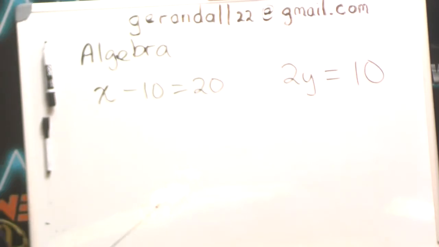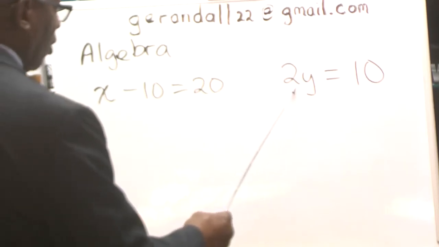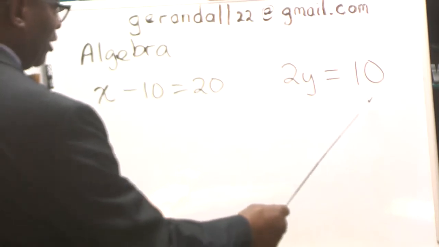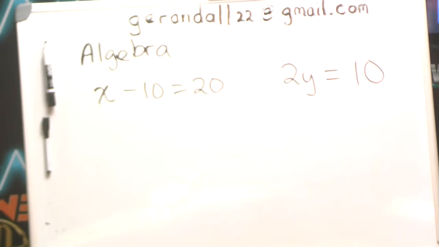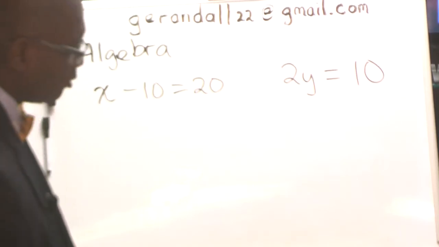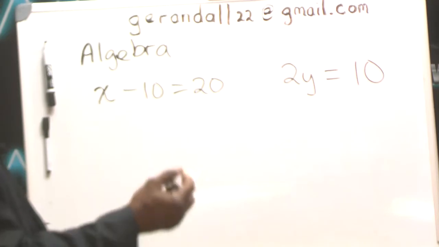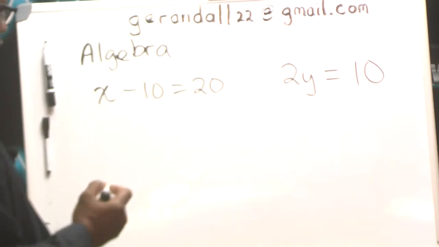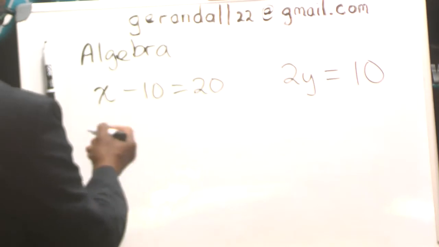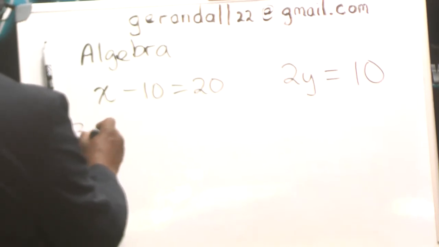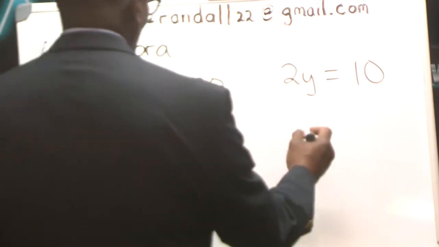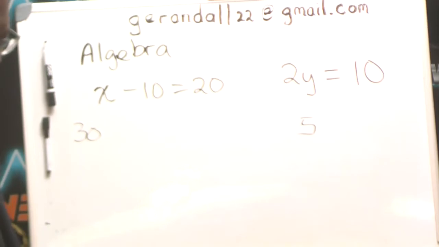I could ask you a simple question. What number, when you subtract 10, would equal 20? Over here, what number multiplied by 2 will give you 10? Now, we should be able to see those answers without going through the algebraic process. I say here that x equals 30, and over here, y equals 5. And you probably would agree with me.